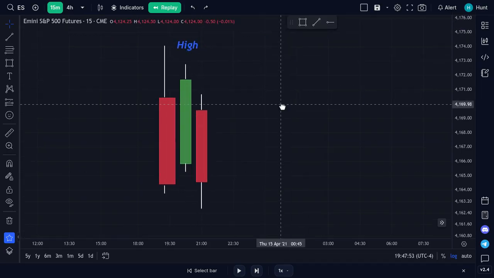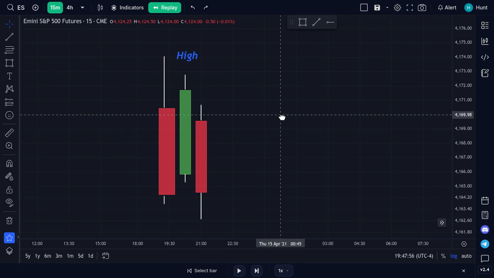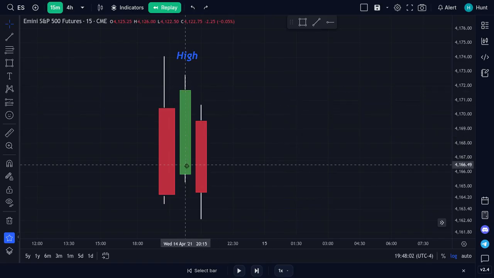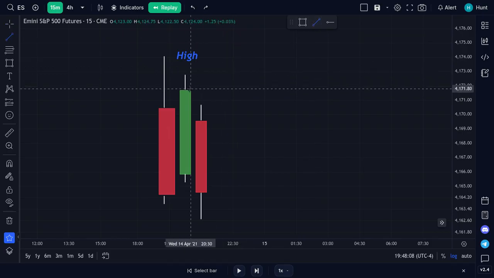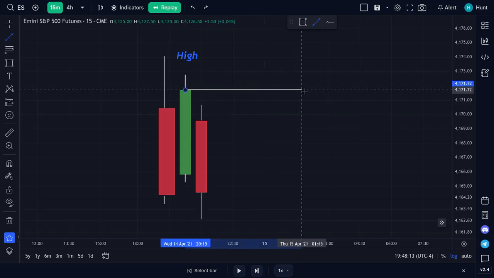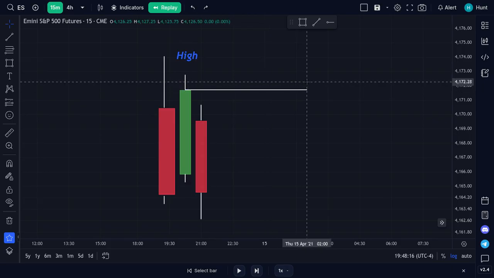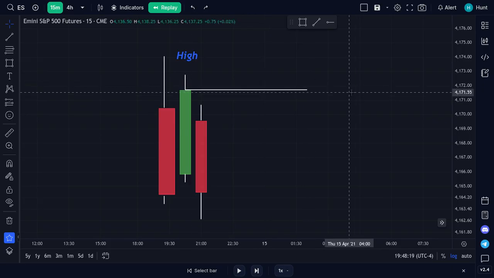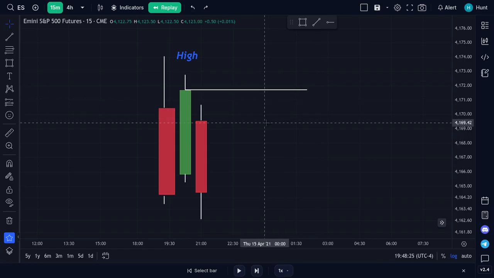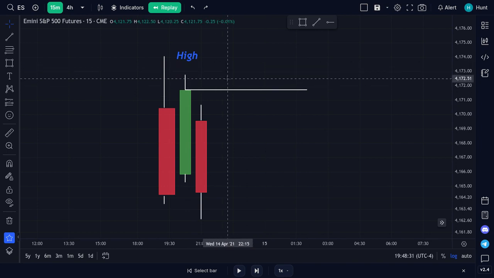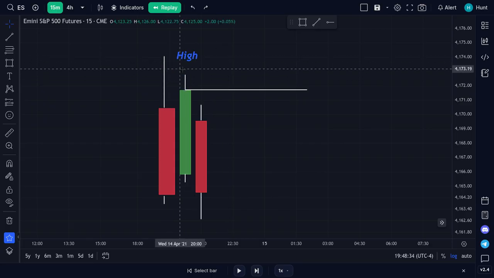So for a valid market structure shift to occur, we would want to see price close above the body of that high. Remember, the body is the meat portion. So the easiest way to draw this out is when you draw out your highs, you just draw out the close, or the top of the candle where the body is. You would draw that out in a horizontal line. And if the body of another candlestick closes above this, then that would be a valid market structure shift. Most people would use the wicks, but I use the body.